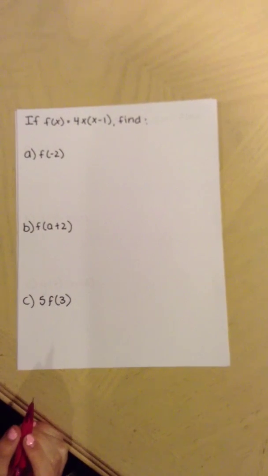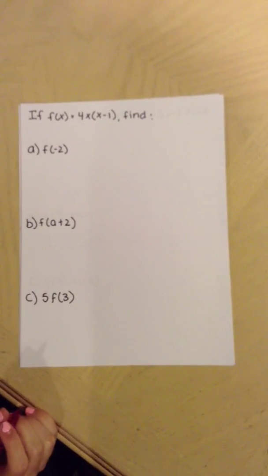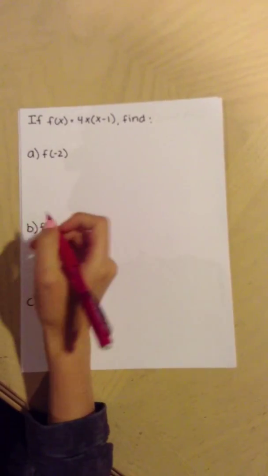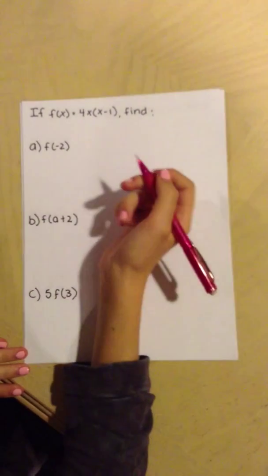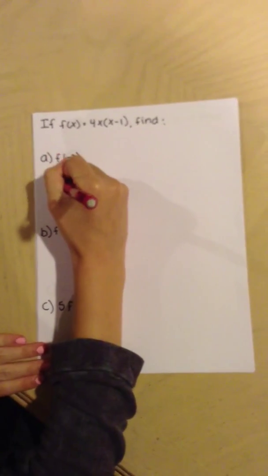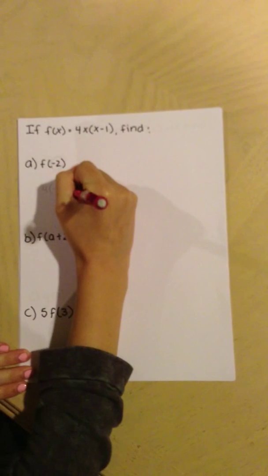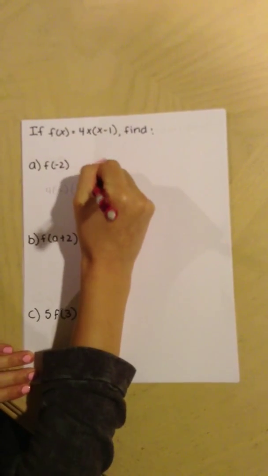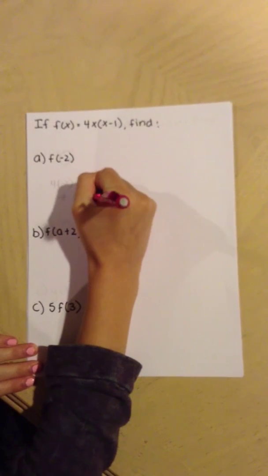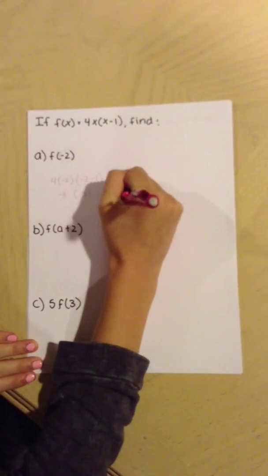Next topic is f of x, where f is a function of x. And here it is defined as 4x times x minus 1. So basically for these, all you do is you plug in whatever is in the parentheses for x. So this will be 4 times negative 2 times negative 2 minus 1. So this is going to be negative 8 times negative 3, which is 24.